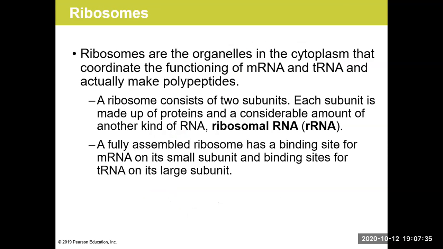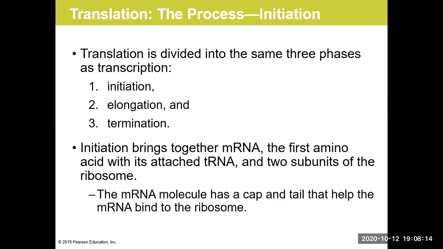Ribosomes are organelles in the cytoplasm that serve as the protein-making factories where they coordinate the working of mRNA and tRNAs and actually make the protein. A ribosome has two subunits. Each subunit is made up of proteins and a special type of RNA called ribosomal RNA or rRNA. In a fully assembled ribosome, the binding site for mRNA is on the small subunit. Just like transcription, translation also has three phases: initiation, elongation, and termination.